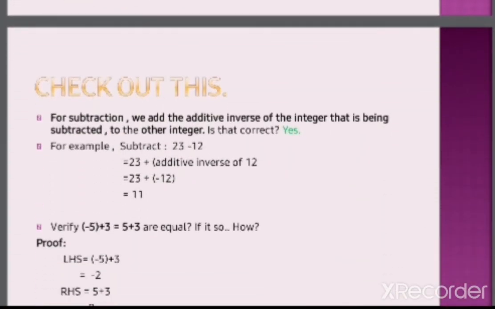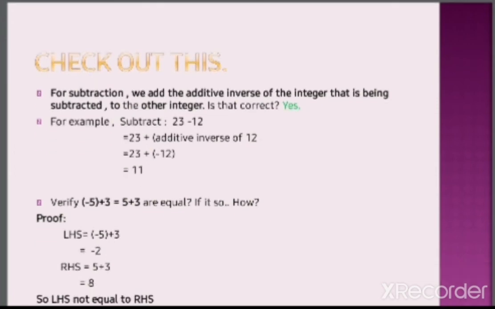For subtraction, we add the additive inverse of the integer that is being subtracted to the other integer. Is that correct? Yes. For example, 23 minus 12. The number being subtracted is 12 from 23. The additive inverse of 12 is minus 12. So 23 minus 12 equals 11.